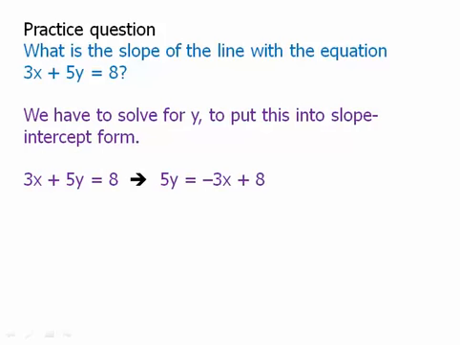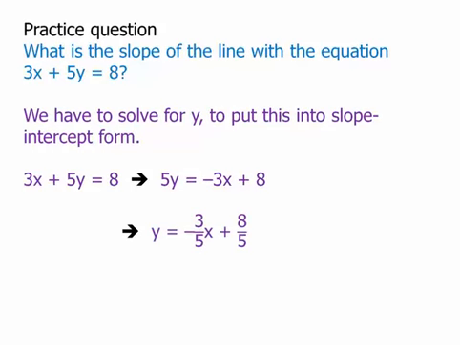We will subtract 3x from both sides, so that moves to the other side. Now we're going to divide both sides by 5, and we get y equals negative 3/5 x plus 8/5. So we can see that the slope is negative 3/5. We can also see that the y-intercept would be positive 8/5. We get that information kind of as a bonus, but we know that the slope is negative 3/5.